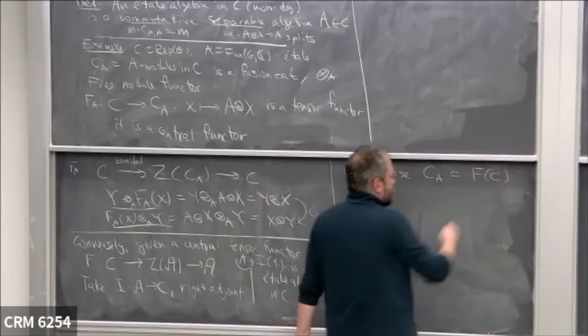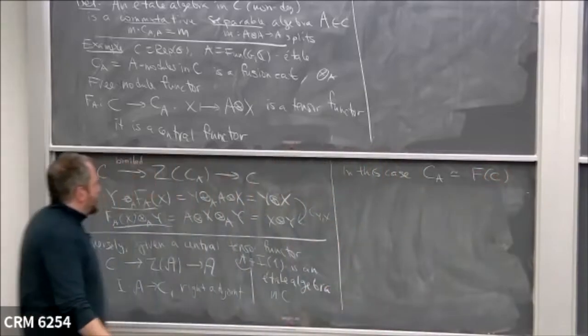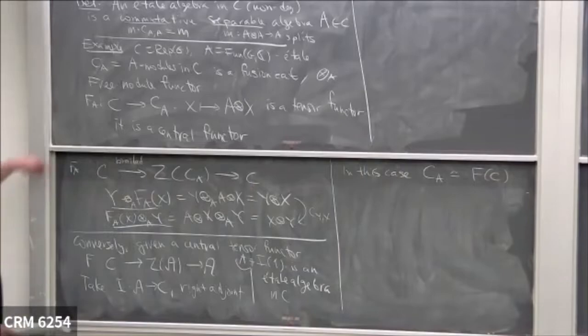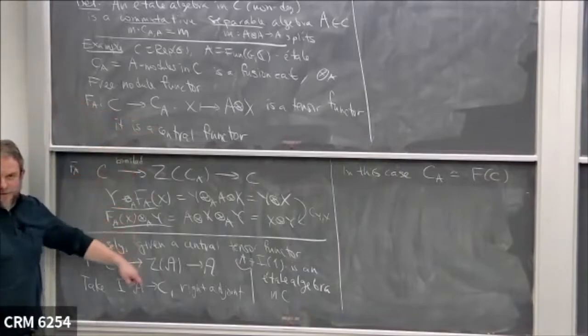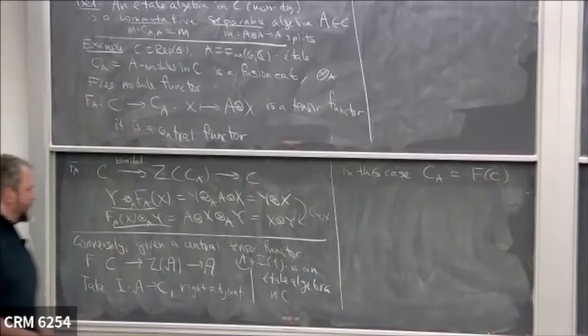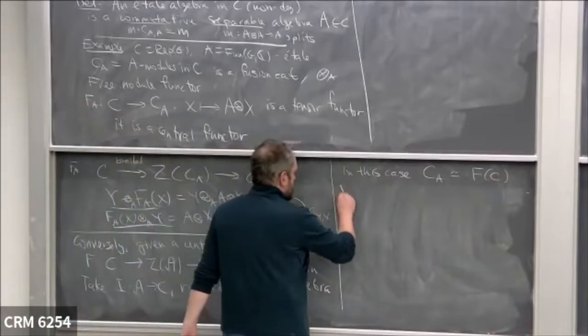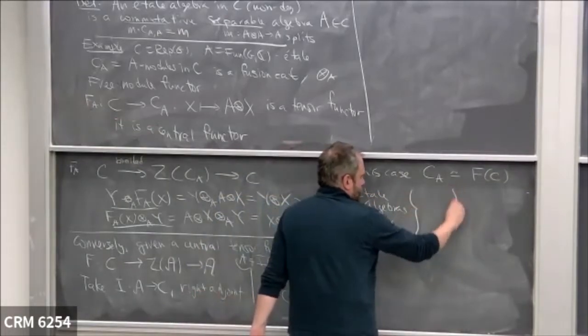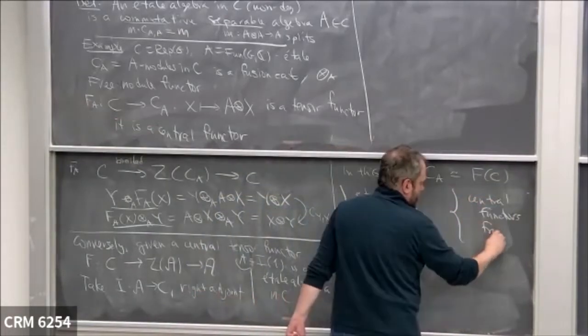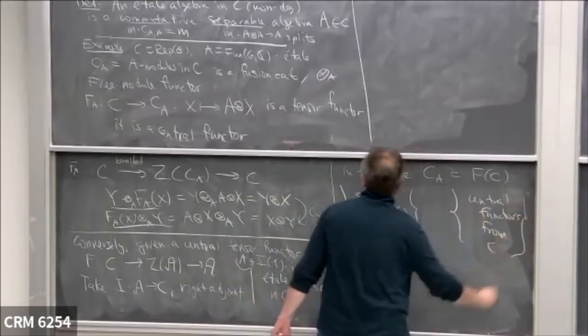So it's kind of an opposite construction, right? We go from an Etale algebra, we construct a central functor. From a central functor, we construct an Etale algebra. We have this sort of bijection. So Etale algebras in C, and here we have central functors from C.